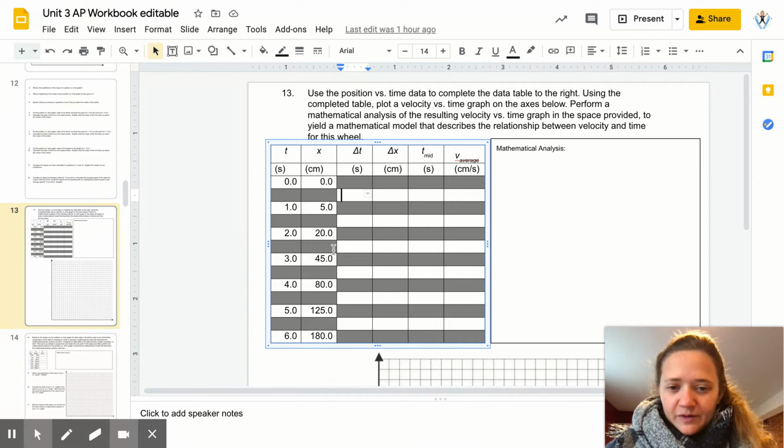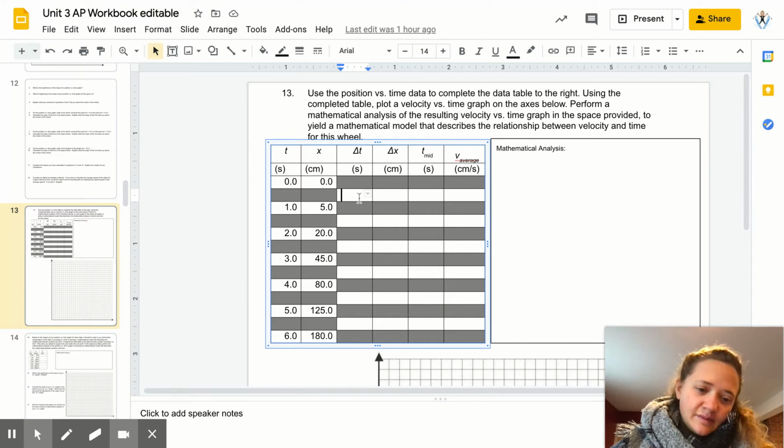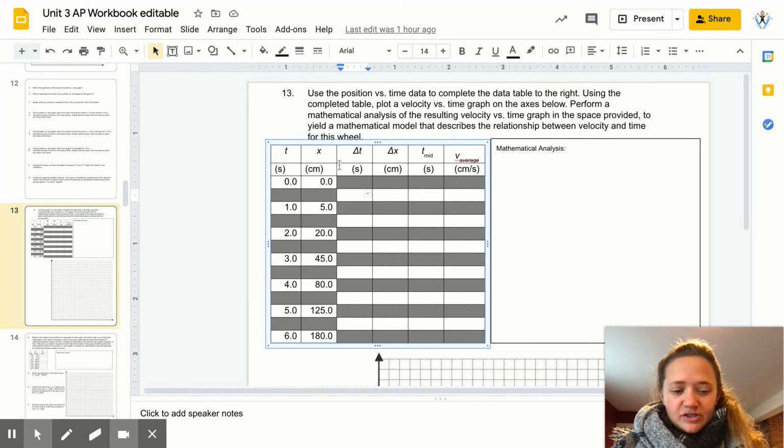Delta, we remember from unit 1, means change in. So it's going to be the change in time for these two previous rows. And so any row that's grayed out, we're not going to fill in. And so you can see that this box is in between two other non-grayed boxes, 0 and 1. So the change in time is 1 minus 0, which is equal to 1.